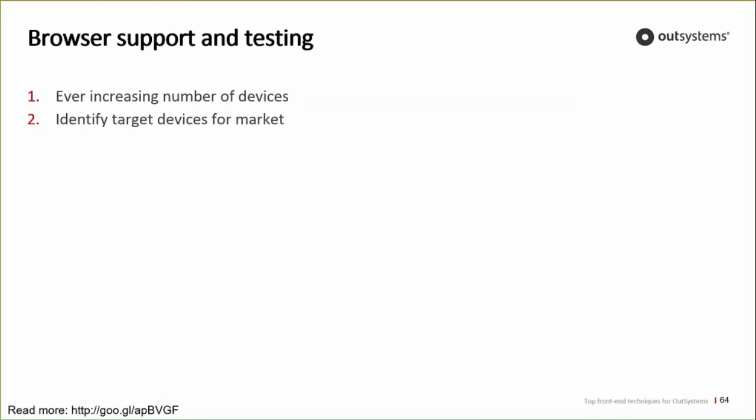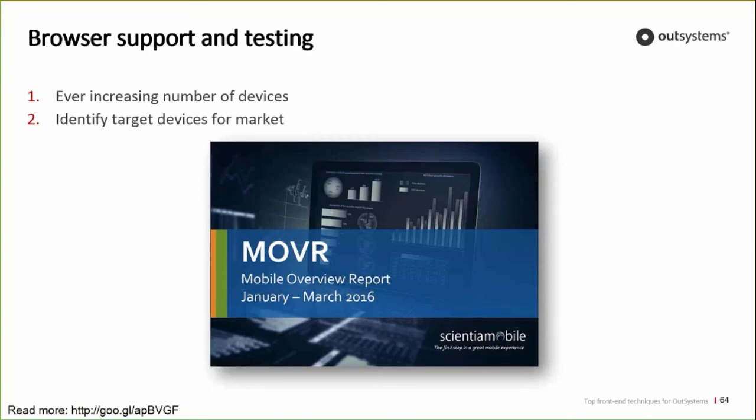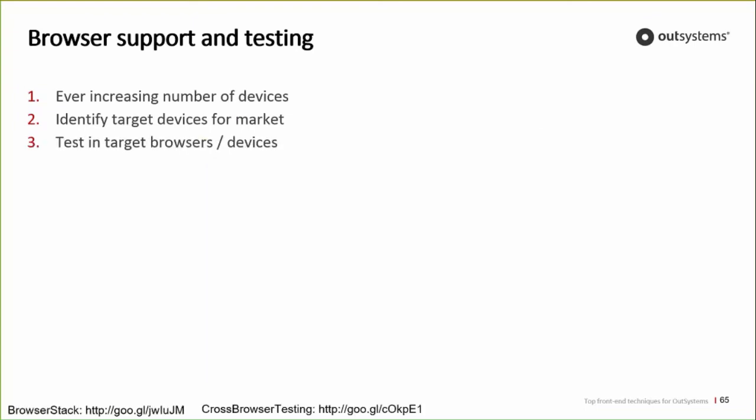So the approach that you should have, when starting a project, is to first try to identify what the target devices are for the market where your project will be used. There is a very interesting report about browser usage and the browsers used in the different regions of the world, with metrics. So you can check and see what browsers you need to support. Not only that, but you should try to test in those target browsers and devices.